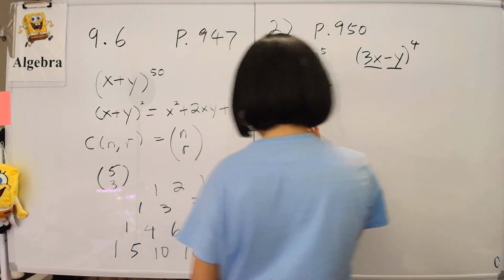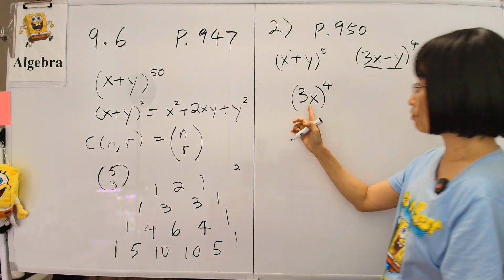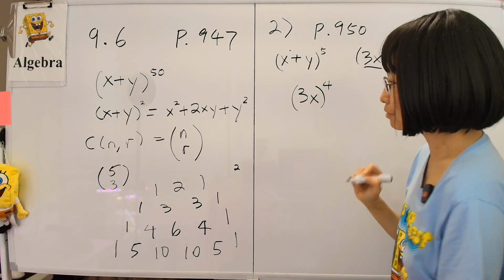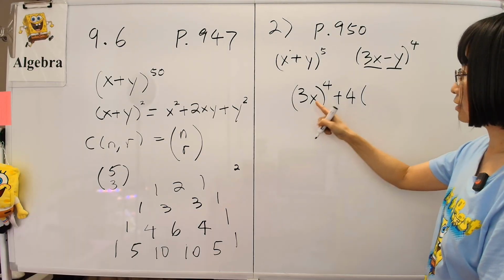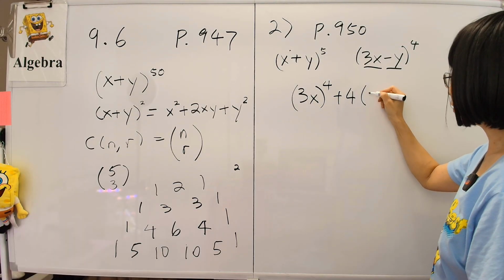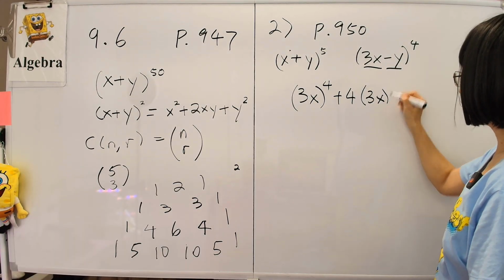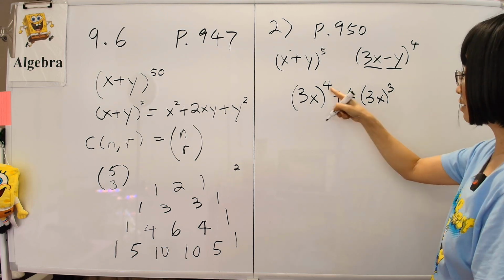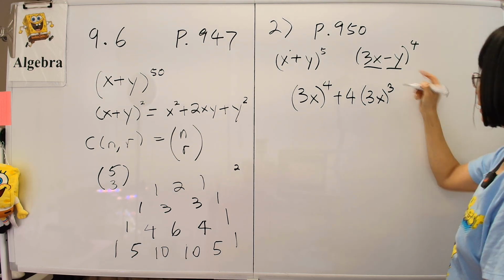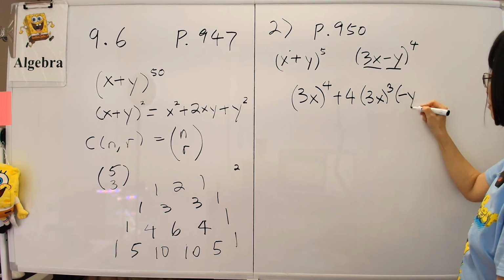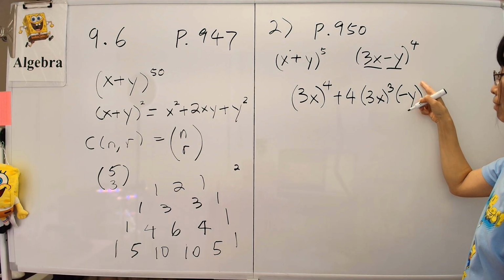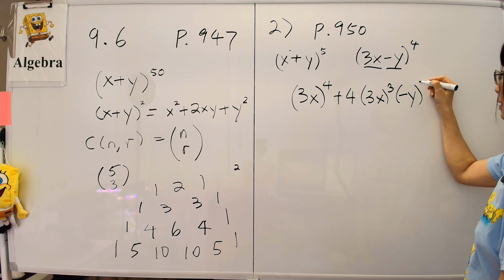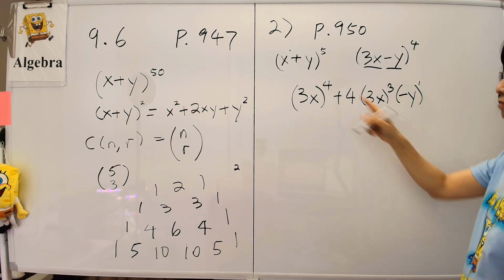To follow this formula, we have 1 here, a 1 which I won't write down, and plus 4. This thing goes down by 1 power, so 3x to the power 3, right? It started at 4, so it goes down to 3. And then the y value, which is now minus y, picks up 1 power. So together they make 4 powers.